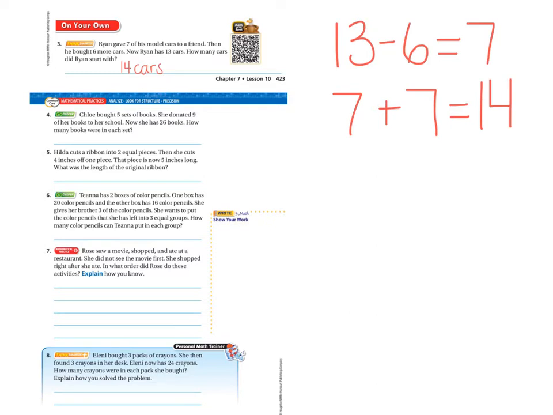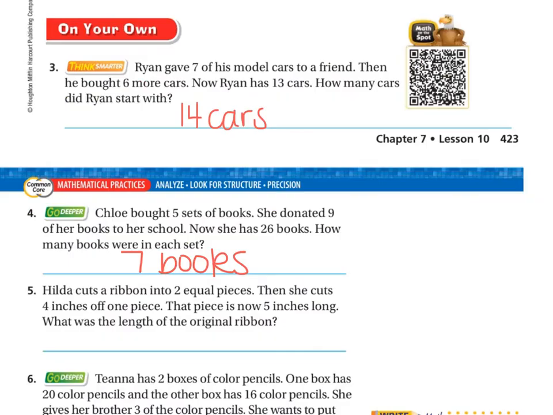If you need to go back and re-listen to that explanation, please do that right now. There were a lot of steps to this, so it's okay if you did not get it correct the first time. As long as you're able to catch your mistake, that's okay. Go back and re-listen now. The answer to number 4 is 7 books. You may fast forward now if you got that.